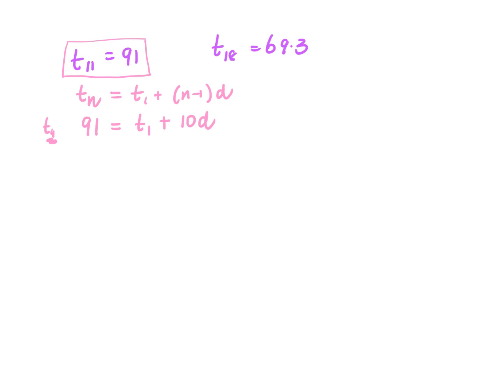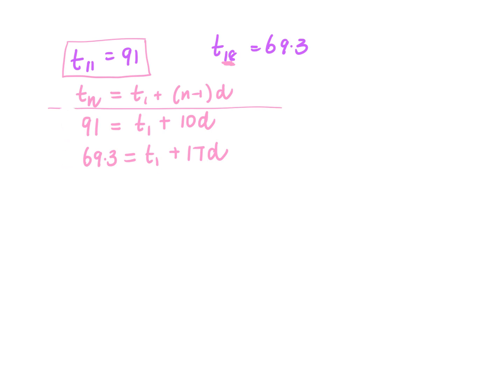Next one, I've got term 18. This one's going to be at term 18, which is 69.3, is equal to term 1, don't know what that is, plus, well, term 18, n minus 1, so that's going to be 17 lots of the difference. Can you see here how I've made two simultaneous equations and I can just solve those? Now, how do I solve this pair of simultaneous equations?